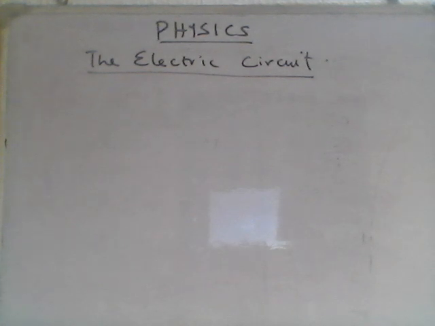Today we'll be looking at the electric circuit in physics. We'll be discussing the components of electric circuits. We'll see the voltmeter, the ammeter, the variable resistor, and every other component making an electric circuit. We'll determine the connection of resistors, one of the components of the electric circuit, in series and in parallel. And we'll look at Ohm's Law.